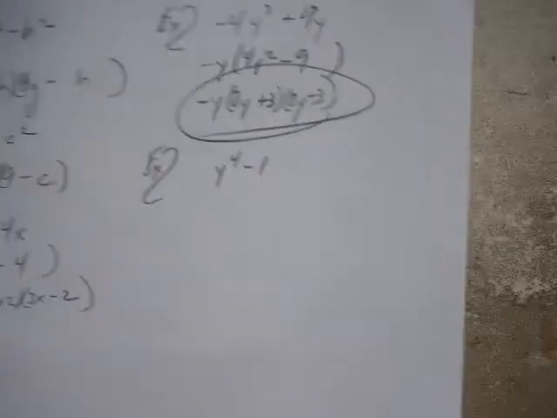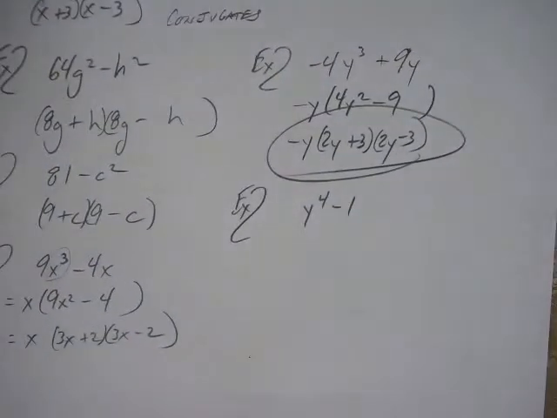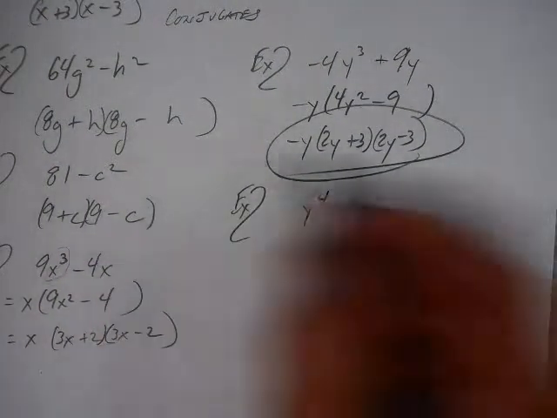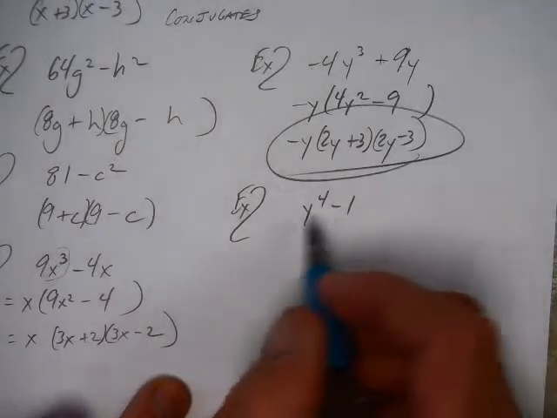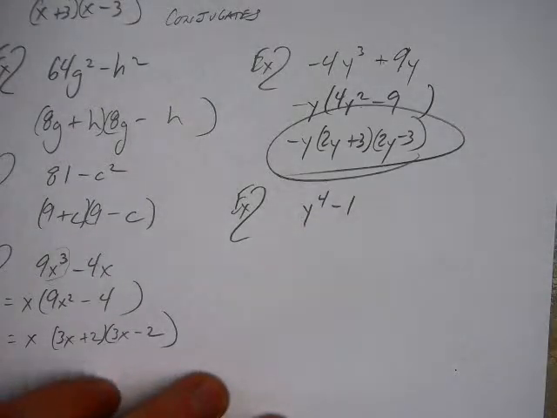So, I forgot to start recording, so here's our prior examples. I'll leave those visible right here. So if I've got y to the 4th minus 1, it's a difference of two squares.